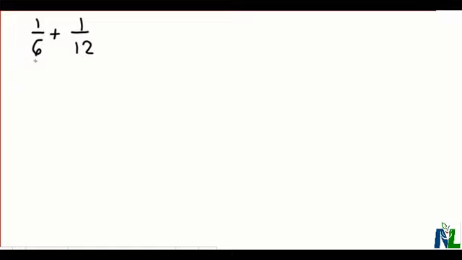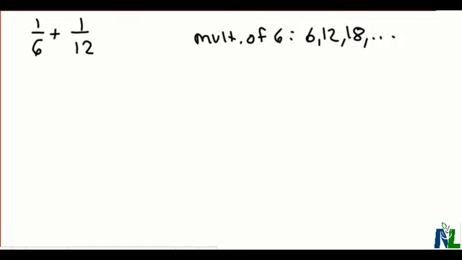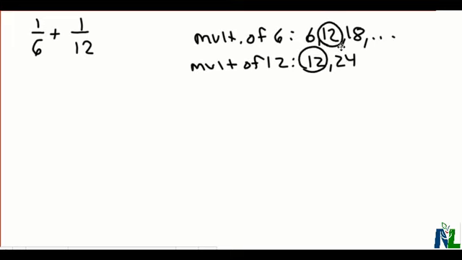So step 1 is to find a common denominator. So we write out the multiples of 6, 12, 18, and so on, and write out the multiples of 12. You should right away realize that 12 is the lowest common denominator of 6 and 12. So all you need to do is multiply the numerator and denominator of this fraction by 2, and the 1/12 doesn't need to change.